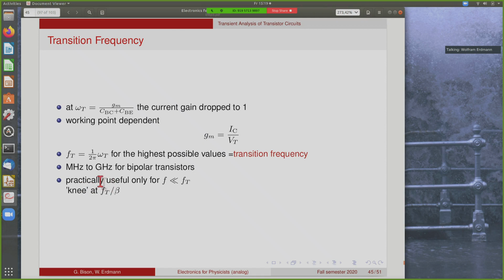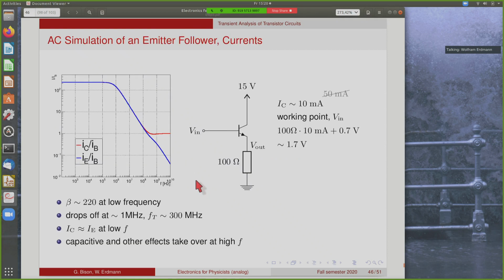However, in most cases, practically useful are only situations where you're much below this frequency. So you will never really operate your circuit near the point where the gain dropped to 1. Okay, let's do a simulation here now of an emitter follower, and we look at the currents.